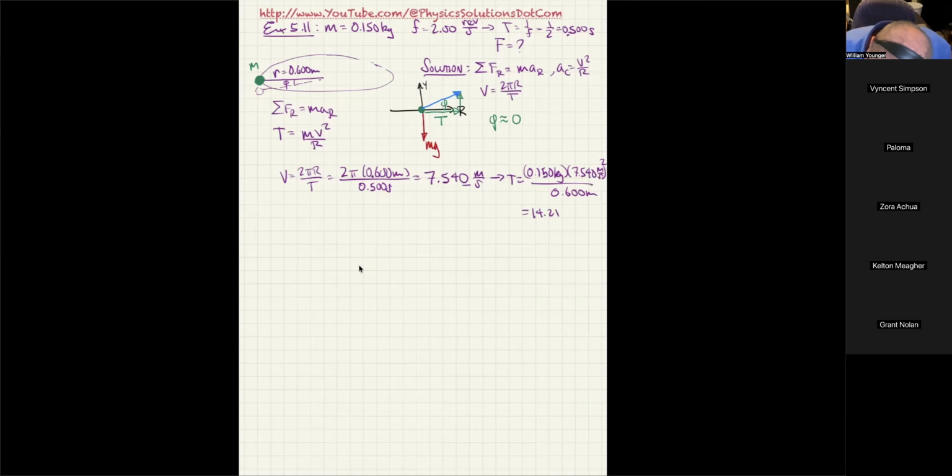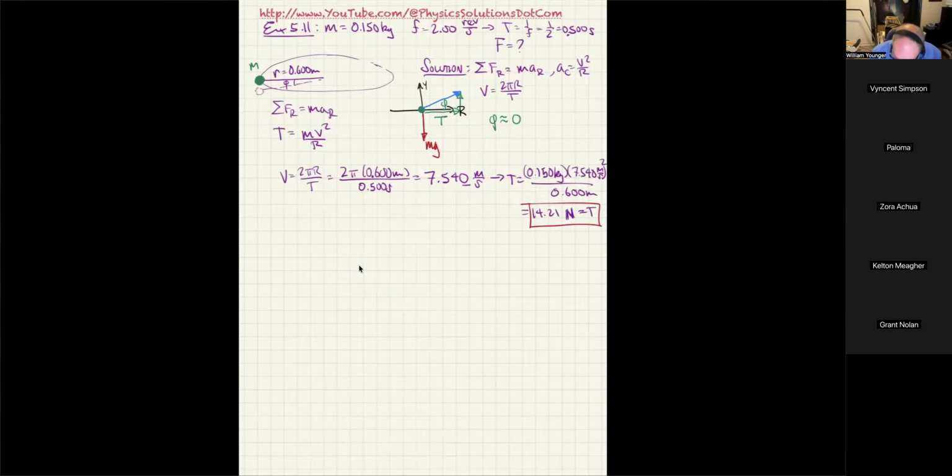And that is 14.21 newtons because kilograms times meter squared per second squared would be a newton times a meter, but then I'm dividing by a meter, so that'd be a newton. So that is equal to the tension in the string, and that's the force that we actually have to apply to it to make sure it stays in a circle.